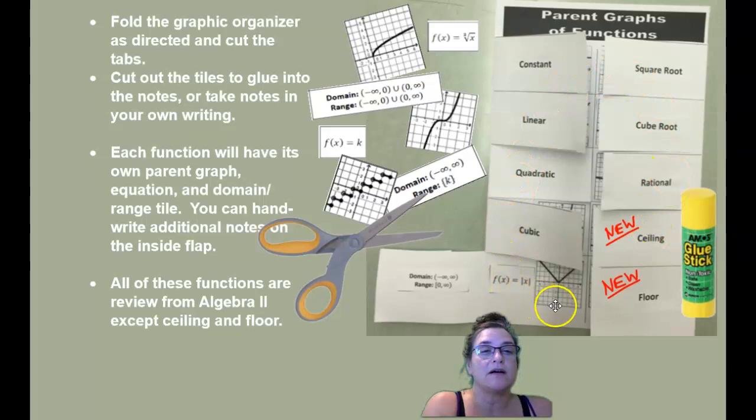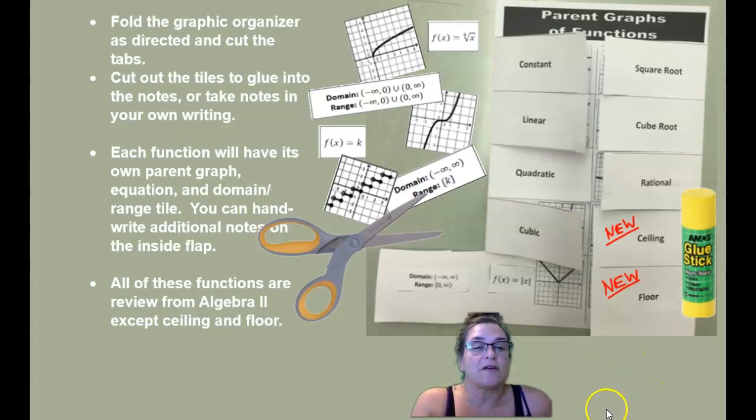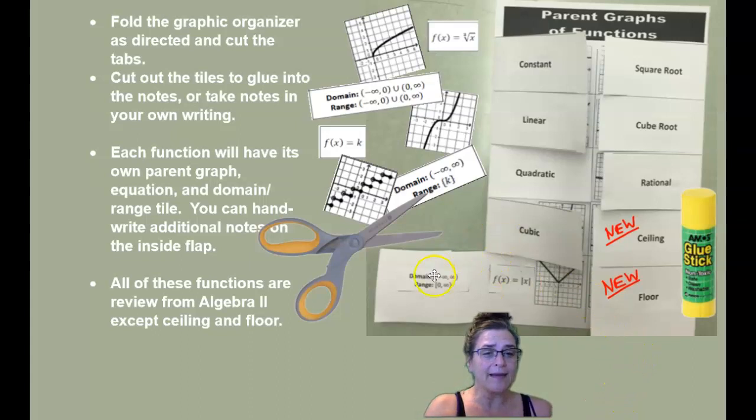Okay, all of these you should have seen before in Algebra 2 at some point, with the exception probably of ceiling and floor functions. This is not, however, an exhaustive list. As the year progresses, we're going to add to this family of functions parent graphs for exponential, logarithmic, logistic, and some trigonometric functions. So we're just going to start with these 10 before we look at transformations of functions in Lesson 4. And we'll organize our notes and ideas about these graphs in this foldable.